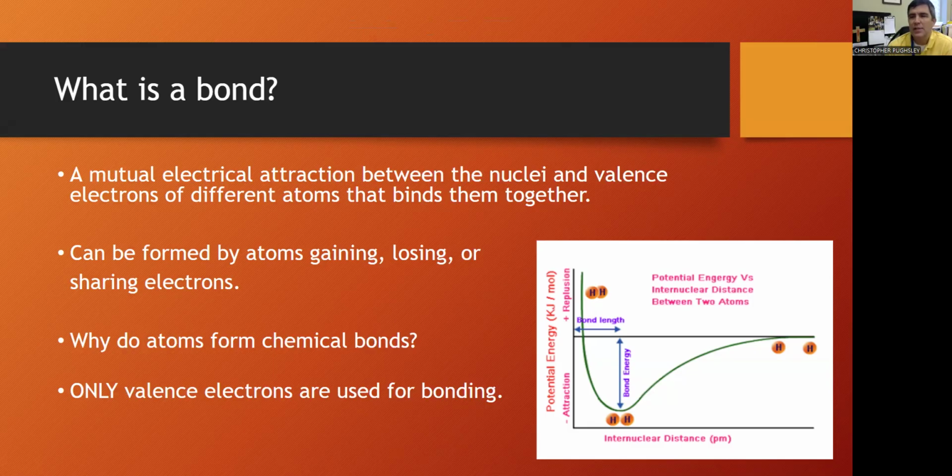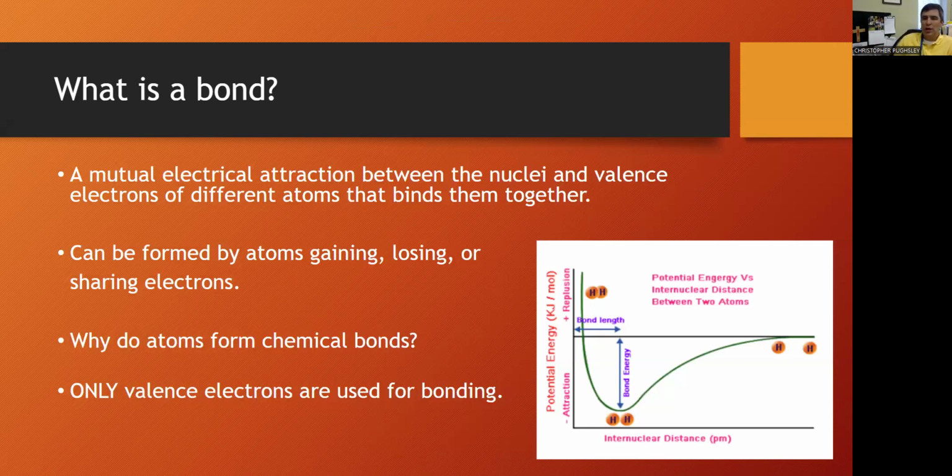I like this picture. I've been using this picture for a while. If you look at this picture down here on the right, this is two hydrogen atoms. What is being changed on purpose in this little demonstration, this little graph? Yeah, it's the internuclear distance. What is being measured? The potential energy. So the potential energy is being measured.